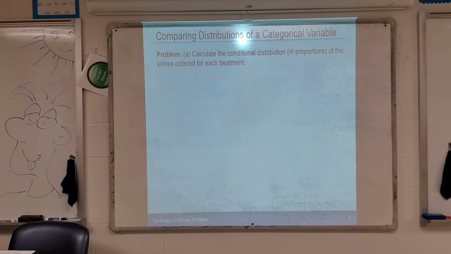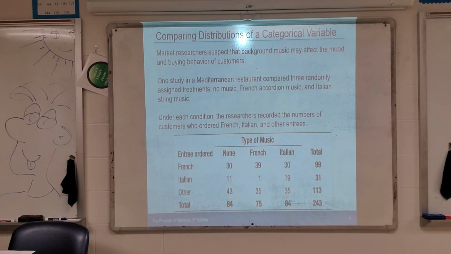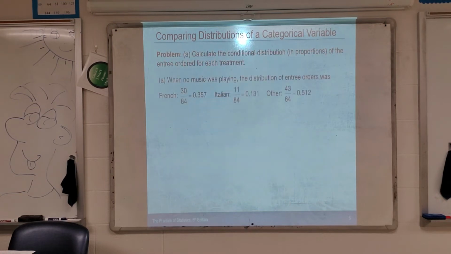So, comparing distributions of a categorical variable: calculate the conditional distribution and proportions of the entree ordered for each treatment. So we look at it. When no music was playing, the distribution of entree orders was, for French, 30 out of 84. Where are those numbers coming from? We go back to the table. The conditional distribution here is for when no music was playing.